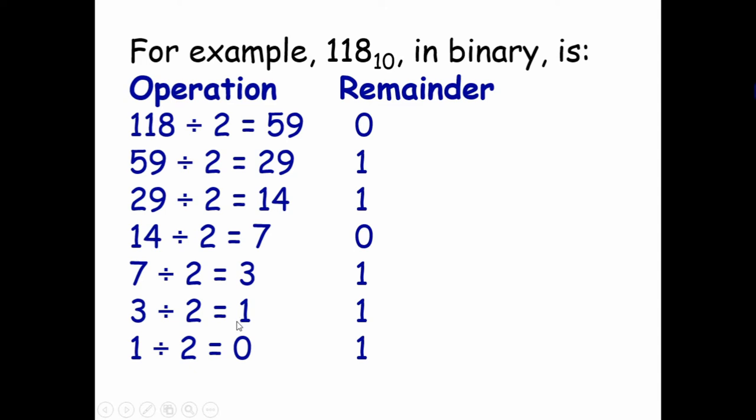They just think we can't divide 1 by 2. Yes, you can. 1 divided by 2 is 0 with one remainder. So don't forget, you have to get to 0. On the division part, you have to get 0 with whatever remainder, 1 or 0.